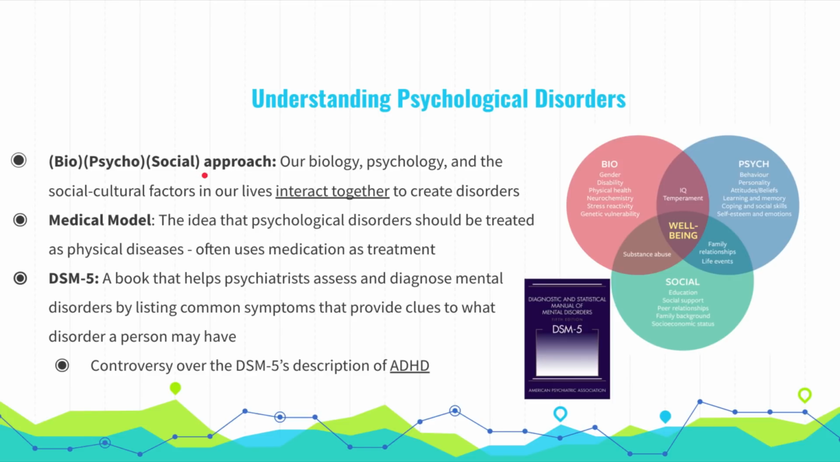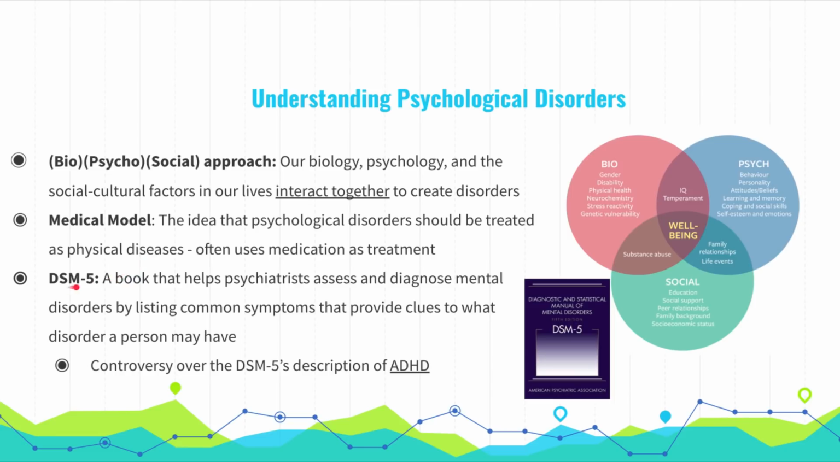While I know this term may be kind of a mouthful, it just means that our biology, psychology, and the social cultural factors in our lives interact together to create disorders, and they don't just come out of the blue. Another important concept is called the medical model, which is the idea that psychological disorders should be treated as physical diseases, and they use medication as treatment. Basically, the medical model treats disorders the same way as it would a broken bone. When you hear this term, think medical, medicine.